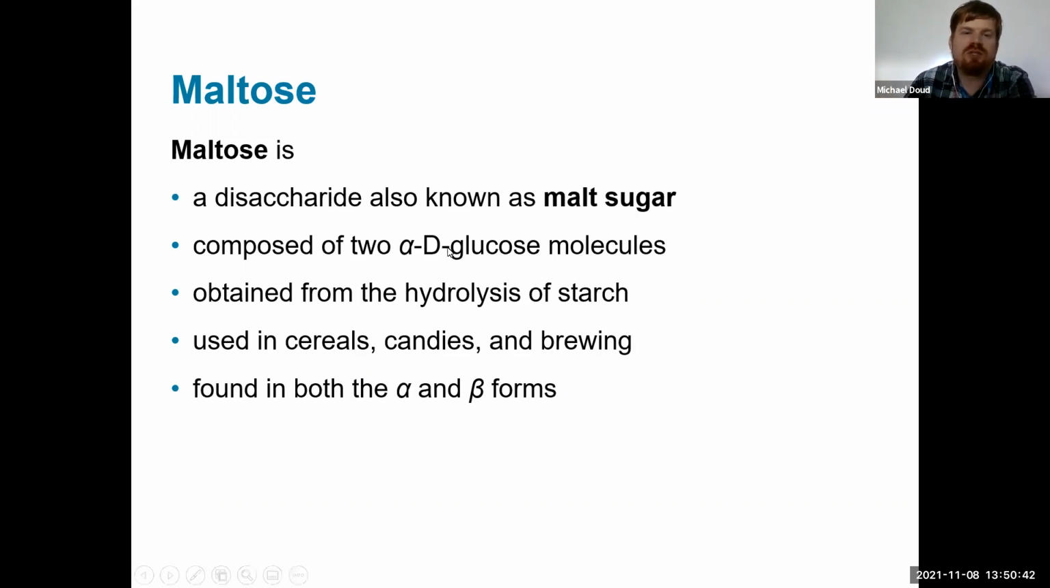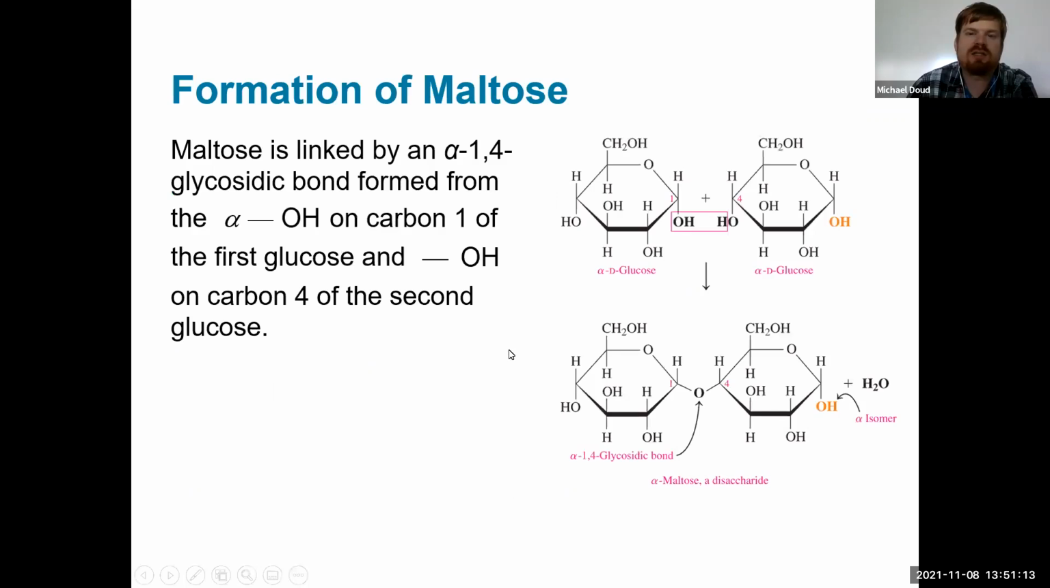And maltose itself is composed of two alpha D glucose molecules. And this can be made by the hydrolysis of starch. It's present in cereals, candies, and it's also famously used for brewing. So like brewing different beers, maltose is one of the best sugars for that because the yeast that you use to brew survive really well in maltose. And there's two different forms of it. There's an alpha form and a beta form that we're going to talk about on the next slide, I hope.